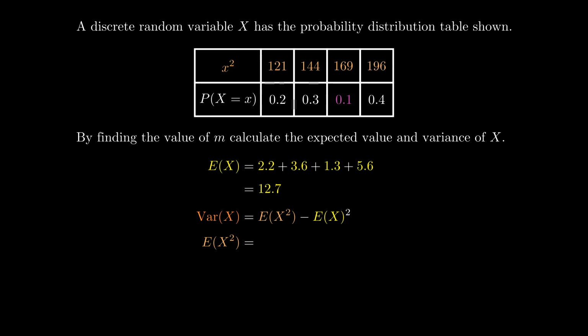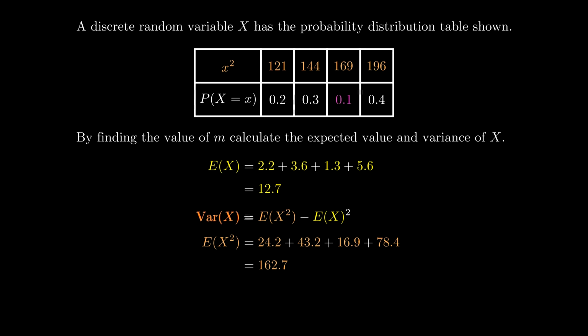Then we take the expected value of these using the same set of probabilities. So 121 times 0.2 is 24.2. 144 times 0.3 is 43.2. 169 times 0.1 is 16.9. 196 times 0.4 is 78.4, and they add up to 162.7.